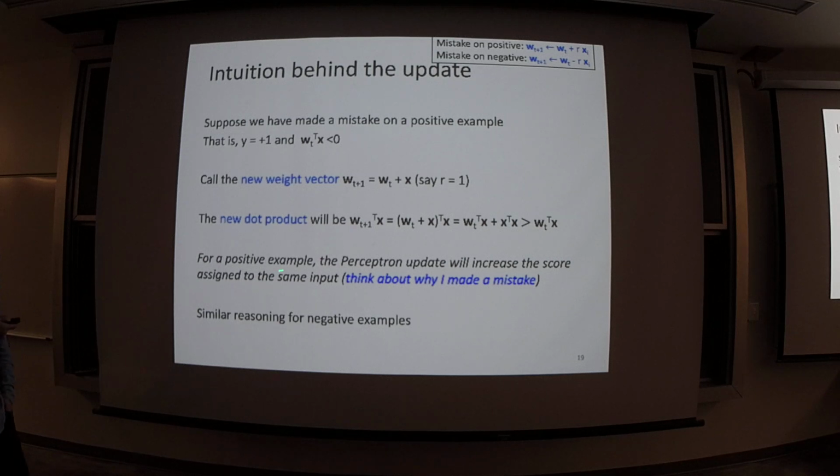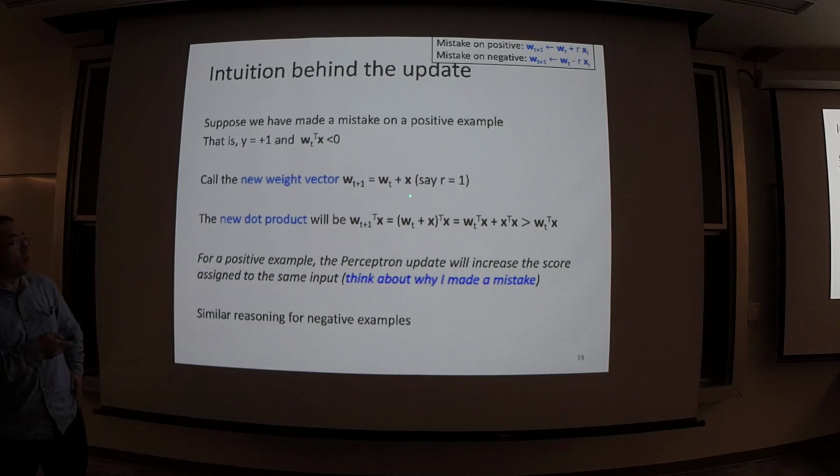To summarize, for a positive example, the perceptron update will increase the score assigned to the same input. So this is reasonable. Now we can think about another case. If I make a wrong prediction for a negative example, what happens? The ground truth y is supposed to be -1, and you make a wrong prediction, which means your classification function value is bigger than 0. It's too large.